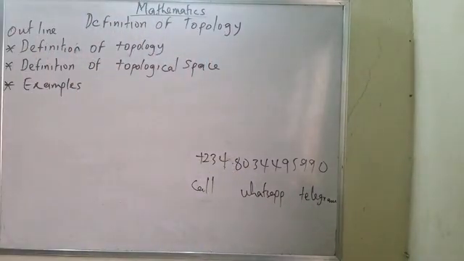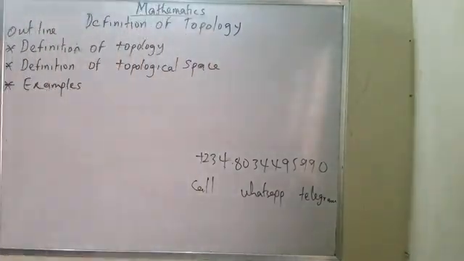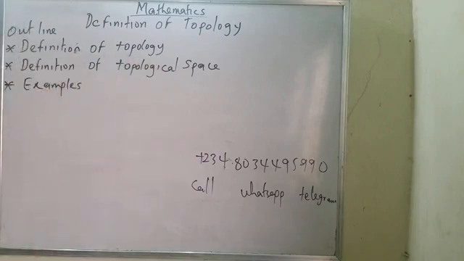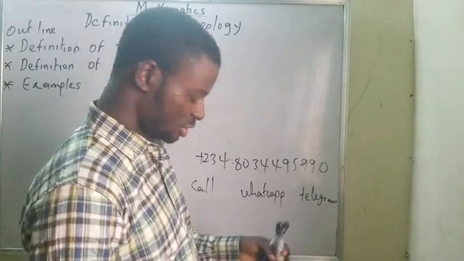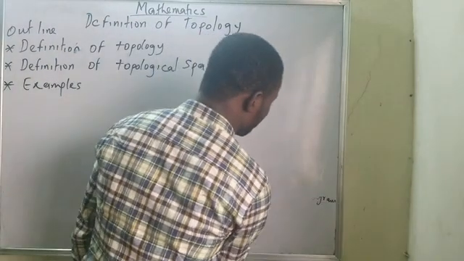Now in this video I'll be working on the definition of topology. The outline of this video: the first one is the definition of topology, the second is the definition of topological space, and the third is examples, which will contain some proving. How do I prove on topology, and what are the things that you need to consider? Now let me start with the definition of topology, which is the first outline.